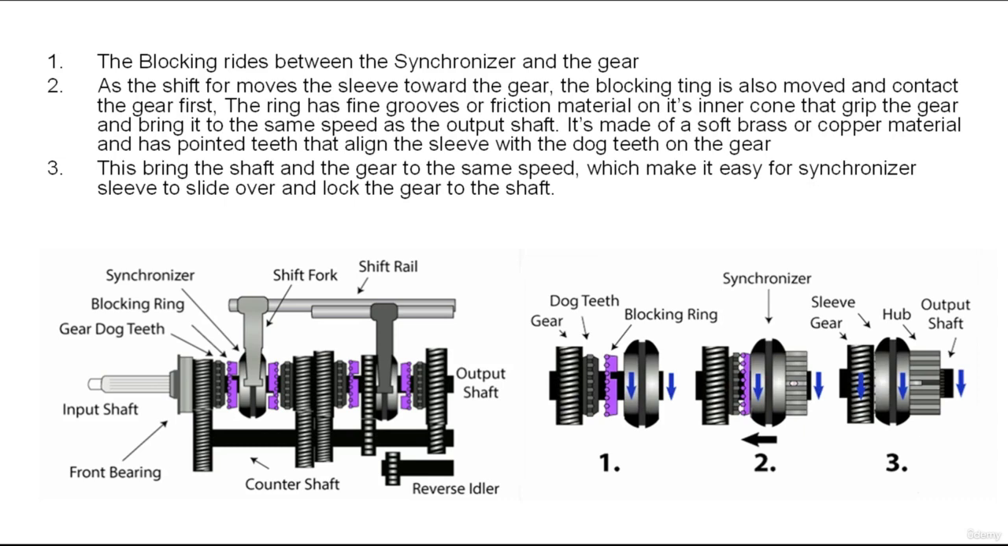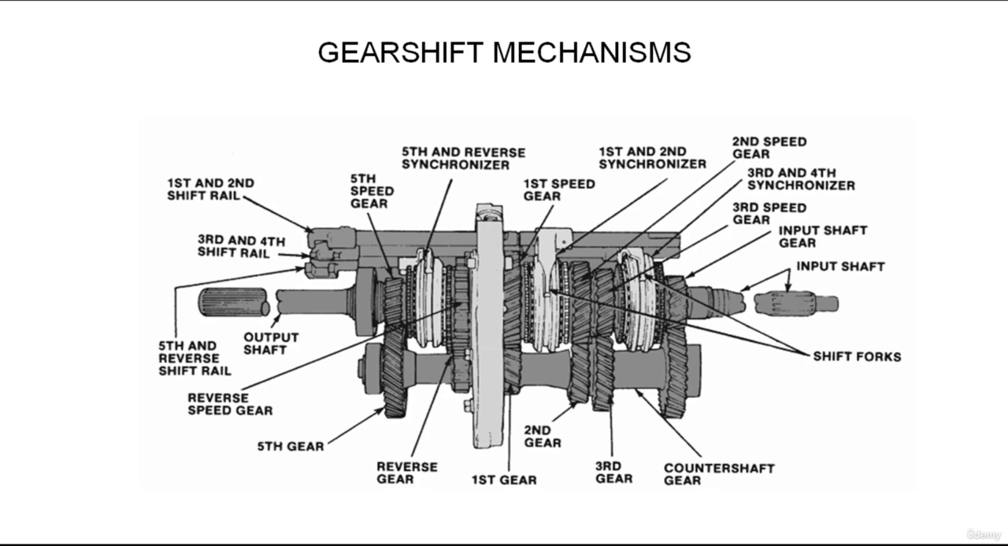And let's discuss the gear shift mechanisms right now. A typical transmission shift linkage for a 5-speed transmission. As you can see, there are 3 separate shift rails and forks. Each shift rail and shift fork is used to control the movement of a synchronizer, and each synchronizer is capable of engaging and locking 2 speed gears to the main shaft.